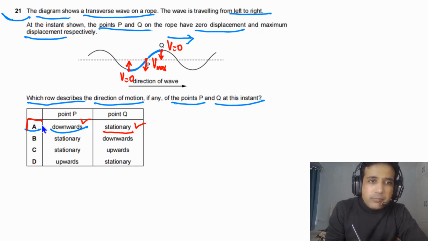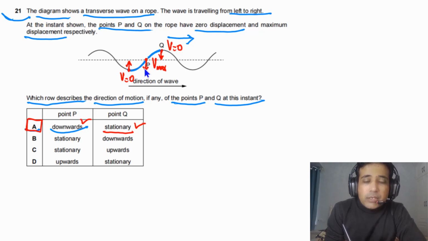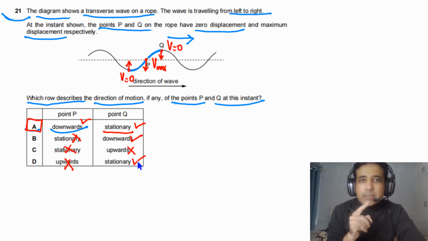But if you go to B, stationary at point P? No, it has the maximum speed. This one is moving, so this one is wrong. Q is moving downwards, this is right. Stationary, not right. Moving upwards, this is wrong. Moving upwards, this is wrong. Particle at point Q stationary, this one is right. So the answer for this question is A, and this is how you can approach it.